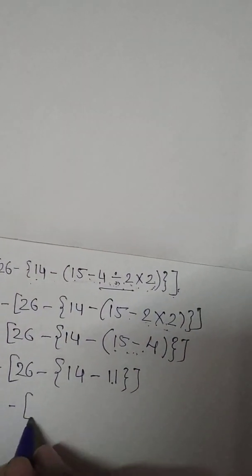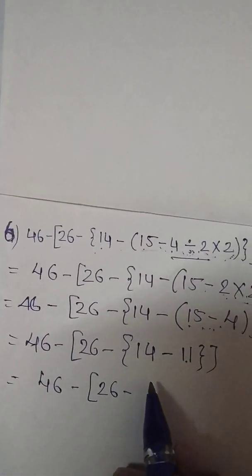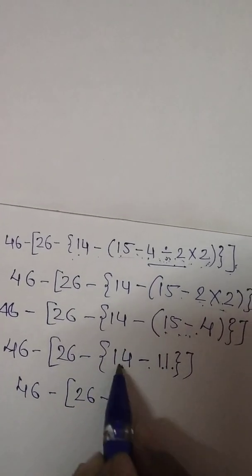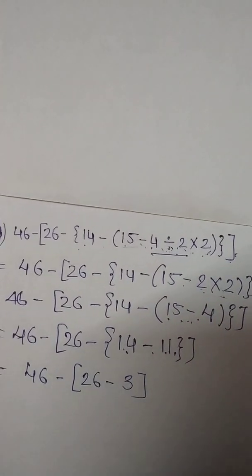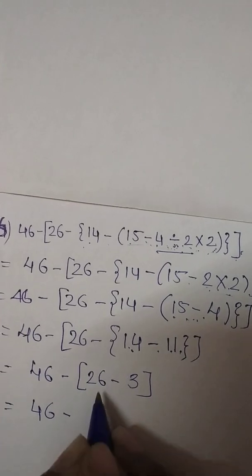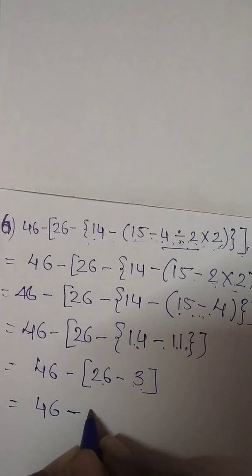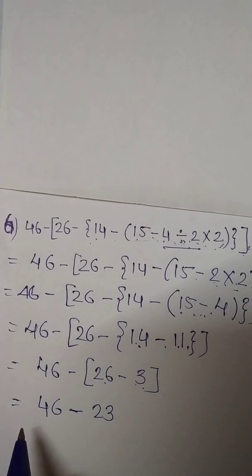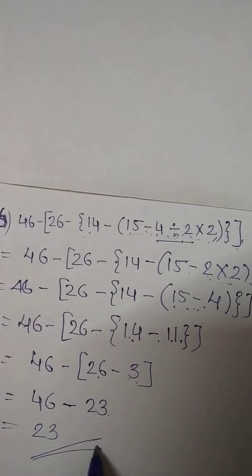46 minus 26 minus, so 14 minus 11, yes, 14 minus 11 is 3. Bracket goes off. Now 46 minus 26 minus 3. Yes, 26 minus 3 is 23. Now 46 minus 23 is 23. So this is the answer.